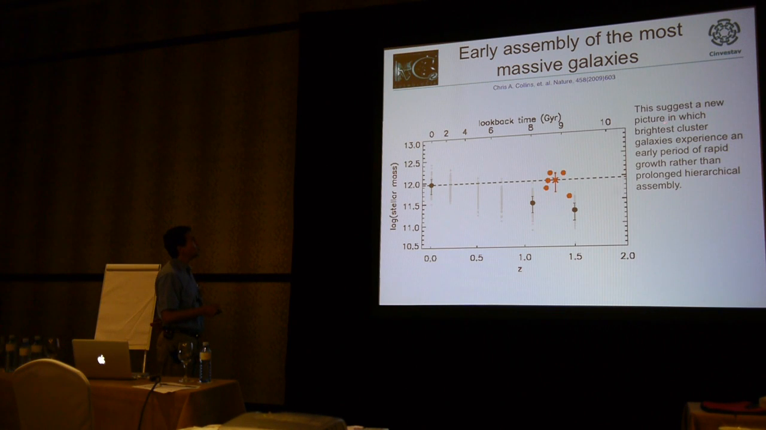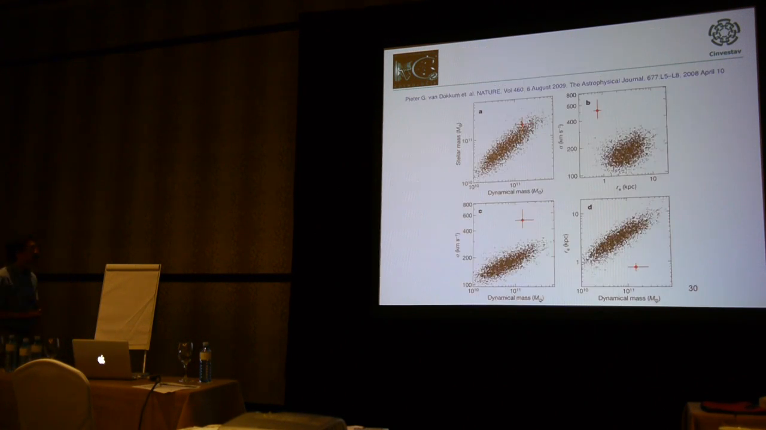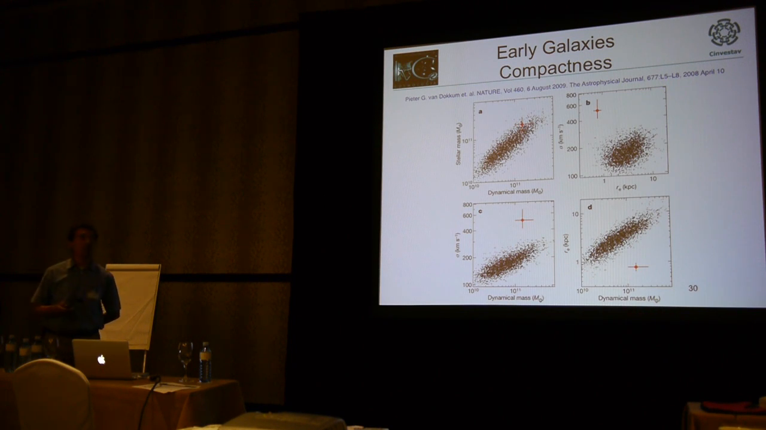This suggests a new picture in which the brightest clustered galaxies experience an early period of rapid growth rather than a prolonged hierarchical ensemble. Again, a problem for hierarchy. Well, maybe it's not a big problem, but maybe we are missing something, some physics about that.